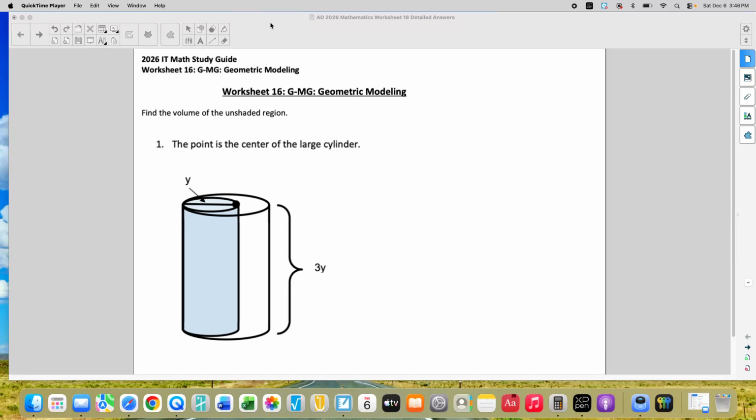All right. This is worksheet 16, more volume. And these are interesting. Now, this will be interesting. It says find the volume of the unshaded region. So this is shaded, this is unshaded.